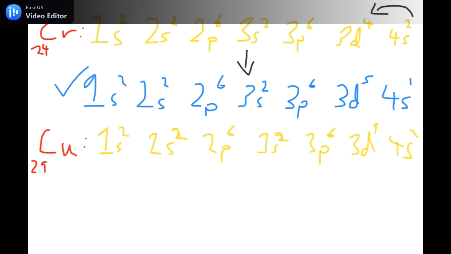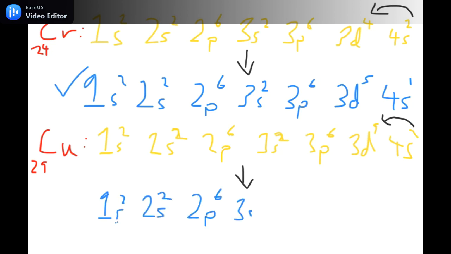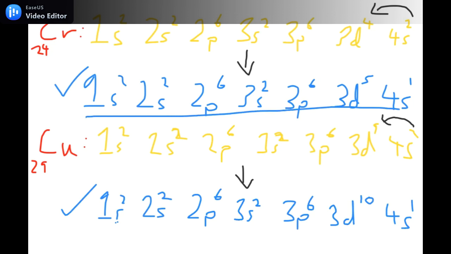Now again over here, 1 electron is transferred from 4s to 3d orbital. So the correct configuration is 3d is 10 and 4s is 1. So this is the correct configuration. Now the reasons why this happens is because chromium and copper get more stability in this arrangement.